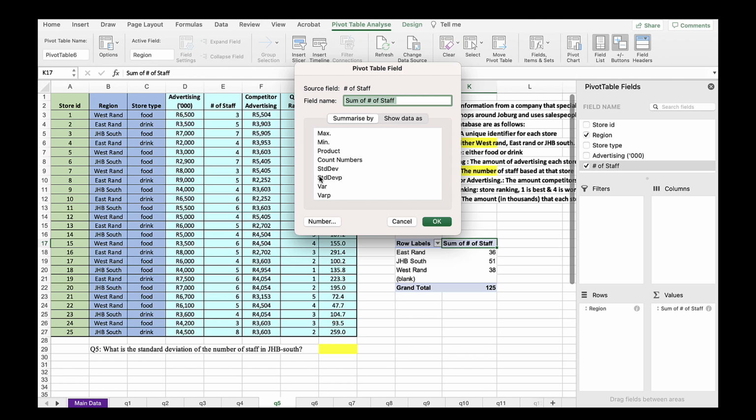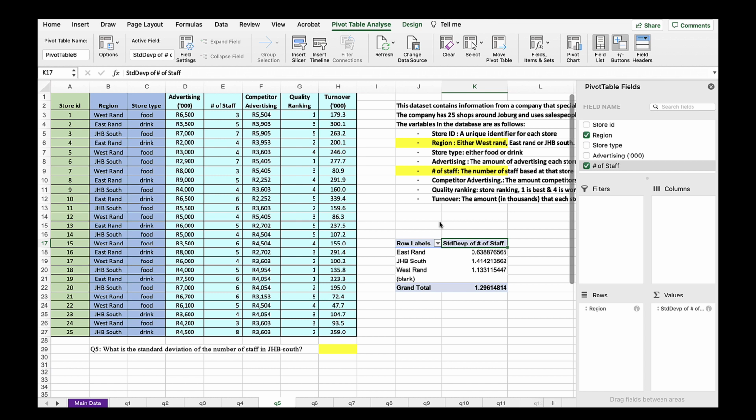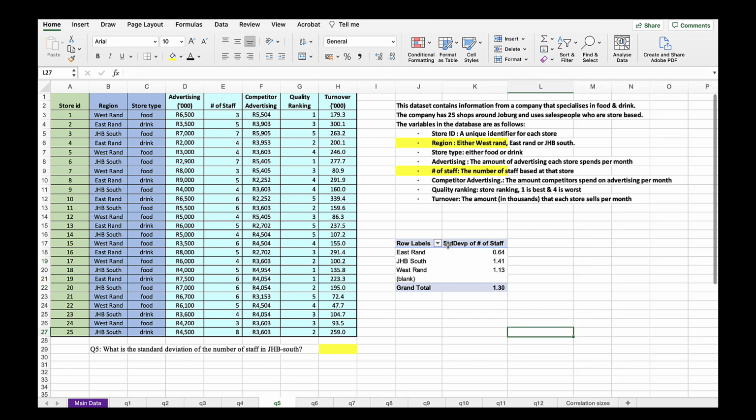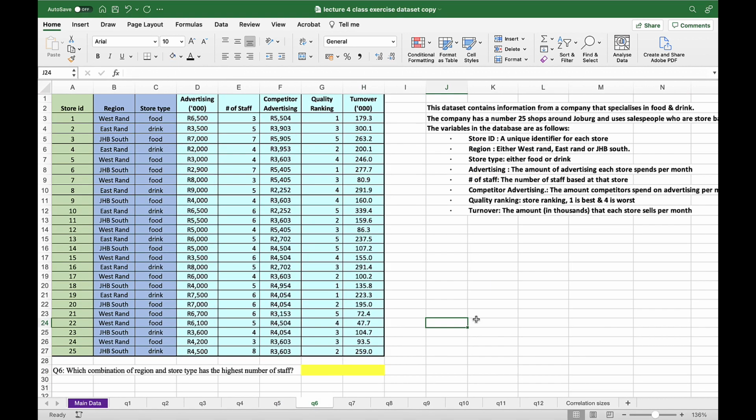So we use, in this case, standard dev P, and I click OK, and it is now giving me the standard deviation. What is the standard deviation of the number of staff in Joburg South? And if I have a look at this, and let's put it to 2 decimal places, you can see that the standard deviation of the entire population of the number of staff in Joburg South is 1.41, and that now becomes your answer, and it's 1.41. Let's look at question 6.